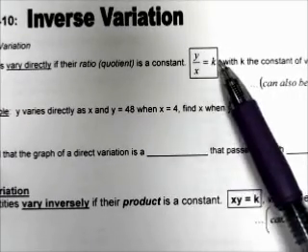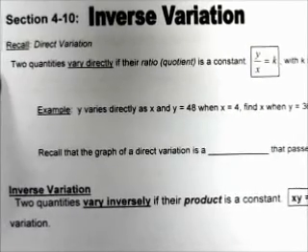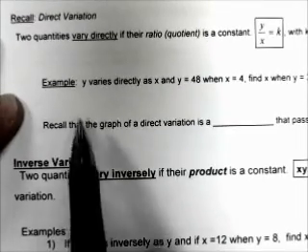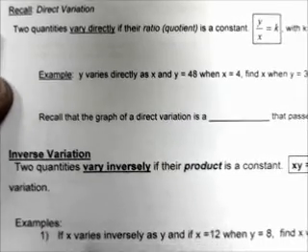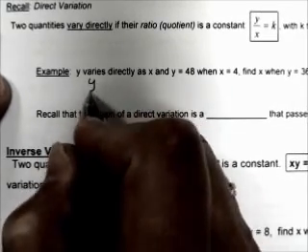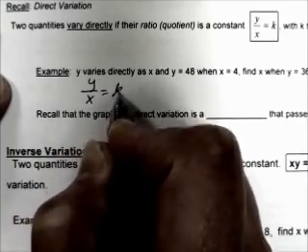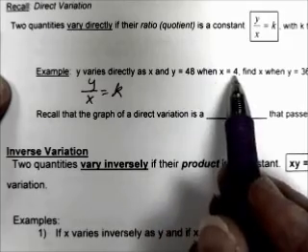If we simply multiply both sides by x, we have y equals k times x. So direct variation, think of divide. Example, y varies directly as x. I would stop right there and say, if y varies directly as x, then y divided by x equals some constant k. And y equals 48 when x equals 4.